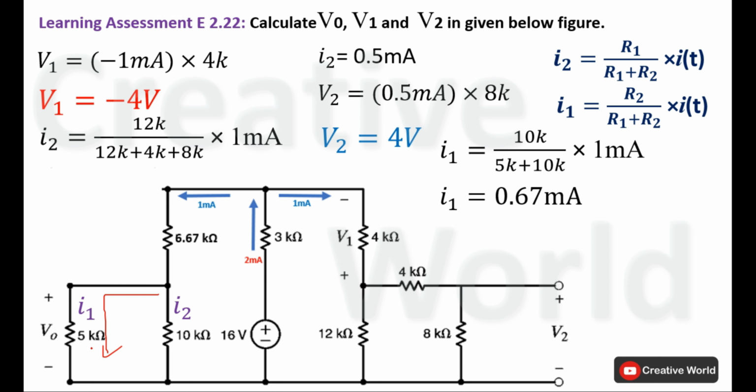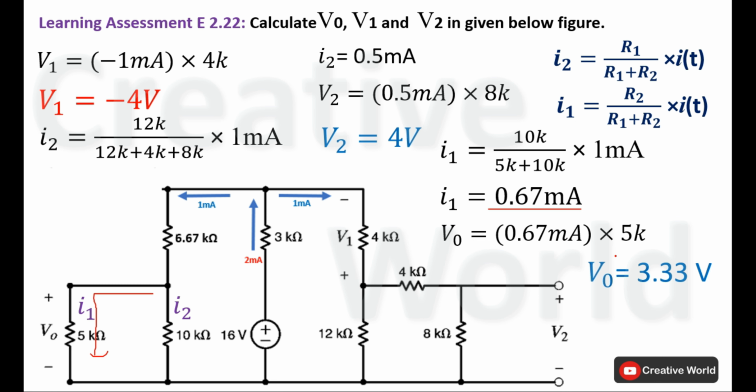So we can calculate voltage across this 5 kilo ohm resistance, that is labeled as V0. The formula for this voltage will be the product of current and the resistance. Current value through this resistance is 0.67 milliampere and this current is taken with positive sign because the current is entering the positive terminal of this resistance and leaving from negative terminal of this resistance. Value of resistance is 5 kilo ohm, so we can calculate the value of V0, that is 3.33 volt.